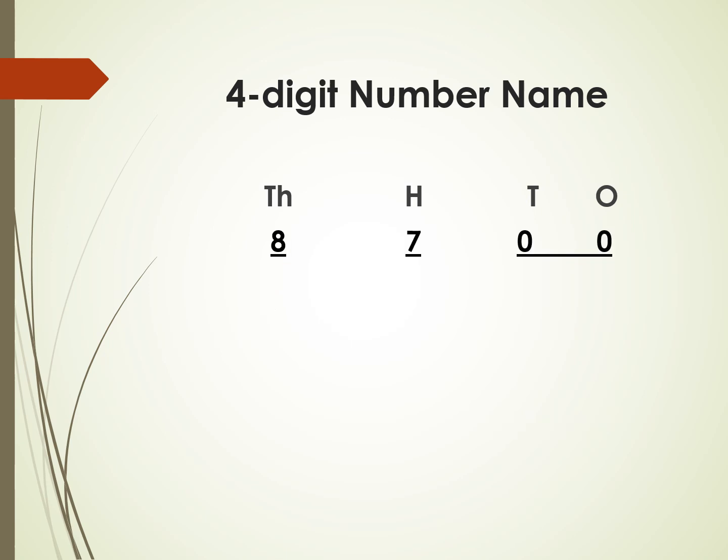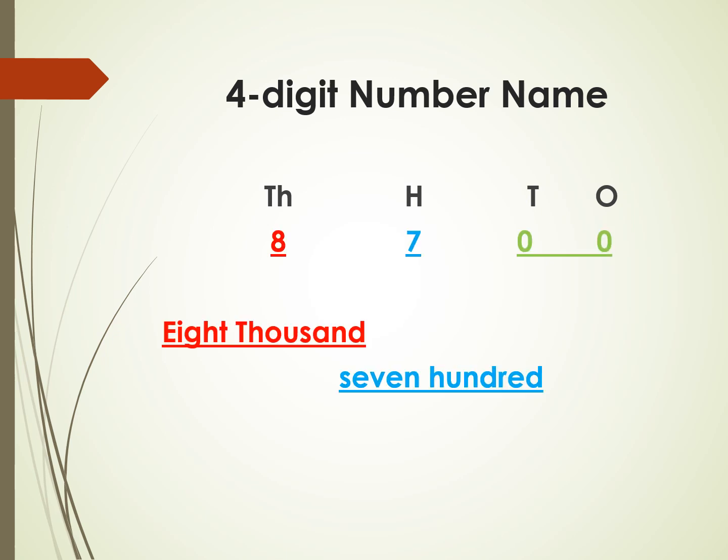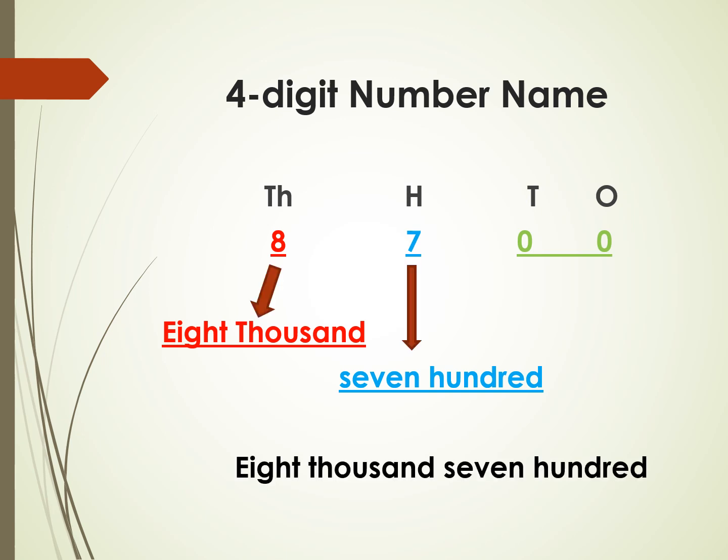Let's take another example. In this example, the tens and ones column has value 0. The number name will be 8700. Since tens and ones are 0 and we do not name that, the complete name of this number will be 8700.